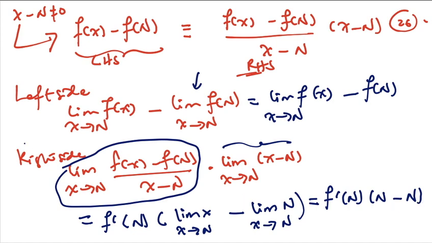Okay. So we are done with the left hand side and also the right hand side. And then you can see clearly that n minus n is 0, isn't it? f prime n times 0 then equals 0. Now, the left hand side limit is this. The right hand side limit is this.